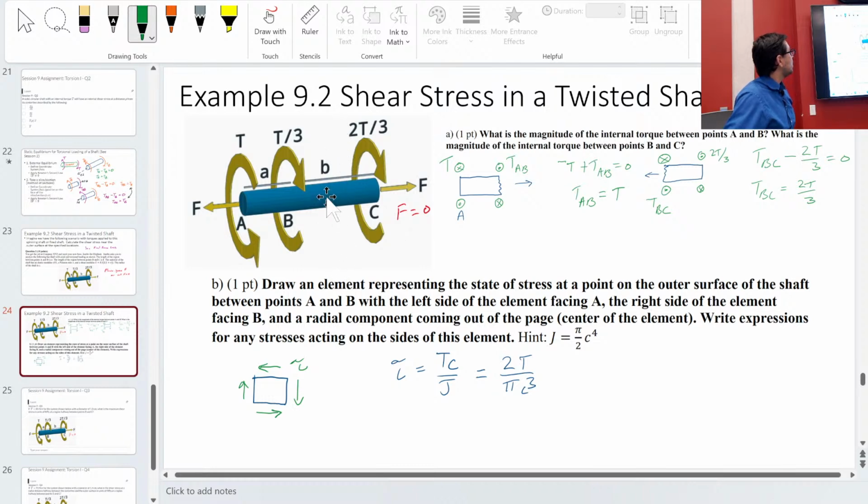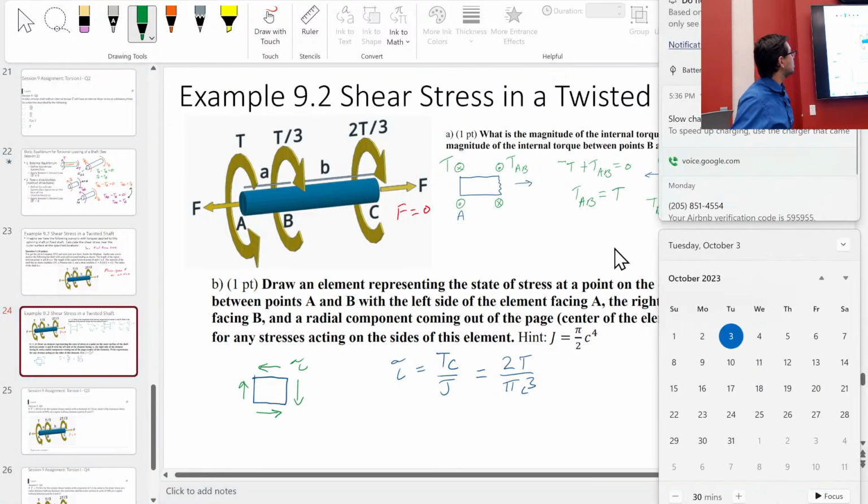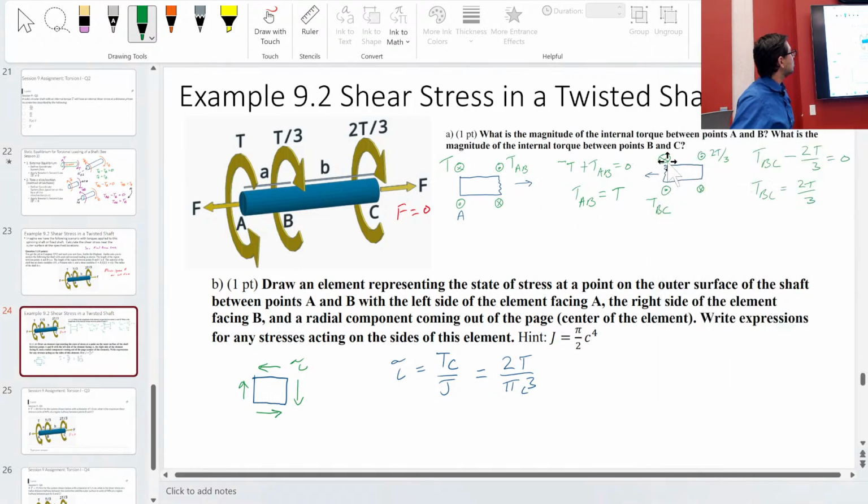And now I'm opening up this space. I'm defining that to be positive, using the right hand rule. That's going in, this is coming out. That's the torque, TBC. And then I have defined 2T over 3 on the right side. Why does this all work? This all works because these are external torques and they have to sum up to 0, because that has to be an equilibrium.